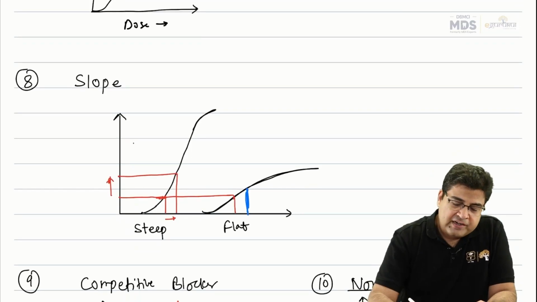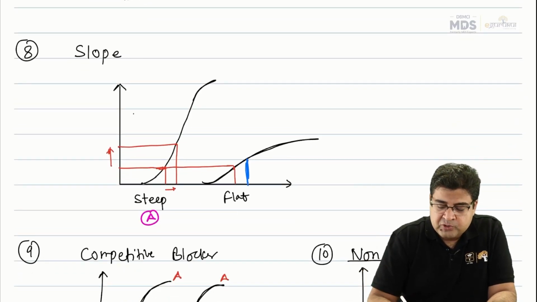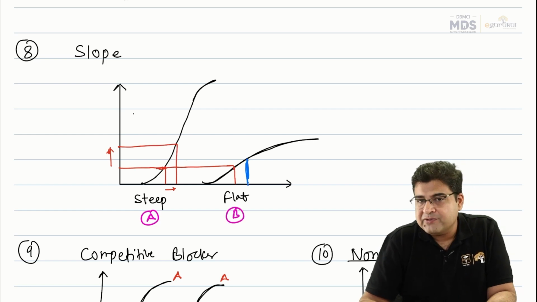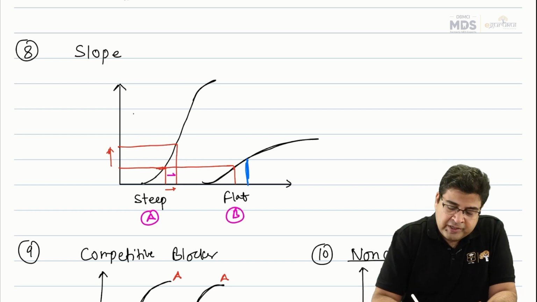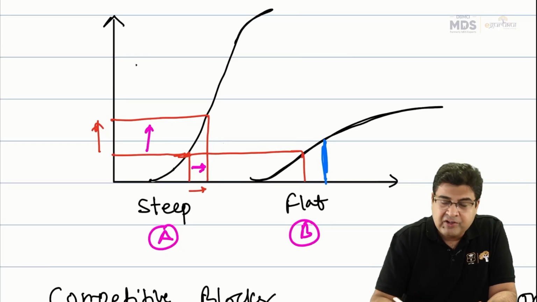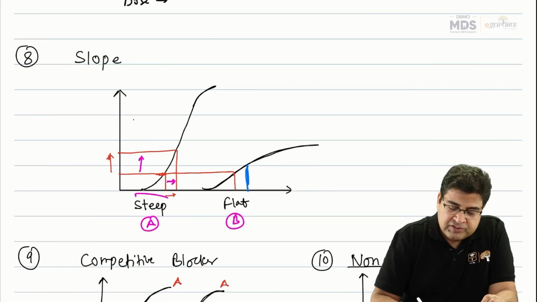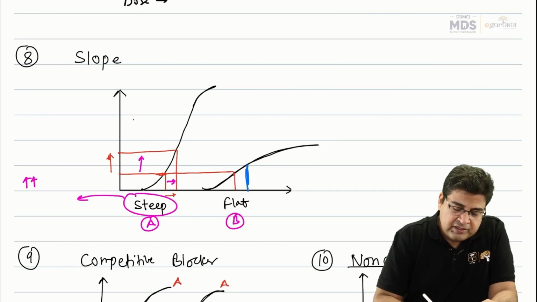Now the slope of the DRC is also important. We can have 2 types of slope. In the first figure, you can see the steep slope; in the second figure, you can see the flat slope. In a steep slope, whenever you increase the dose of the medicine, the response will drastically increase, many folds, and the risk of toxicity is more.